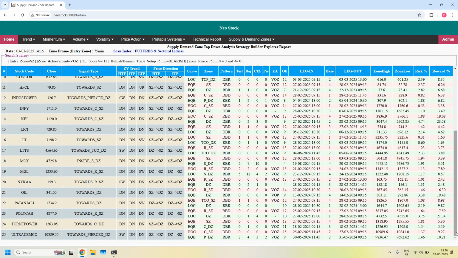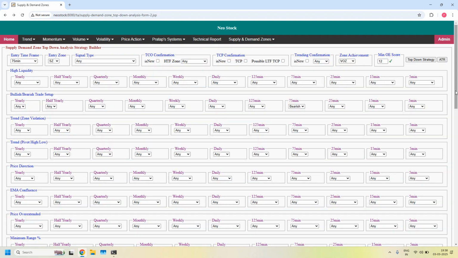So in total, 25 stocks are supporting the bearish trade setup for weekly income trade, and all the entry time frame zones are 75 minute supply zones. Now we can further filter those supply zones based on the zone confluence. First one, LTF, ITF supply zone confluence.